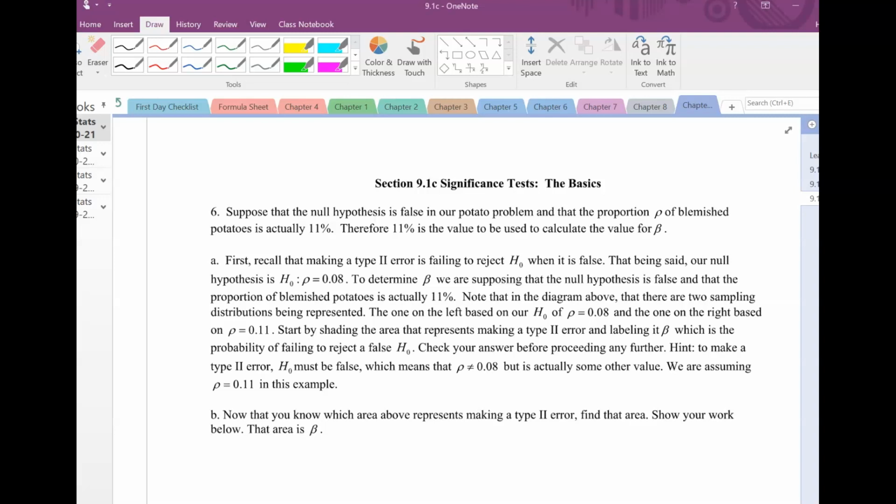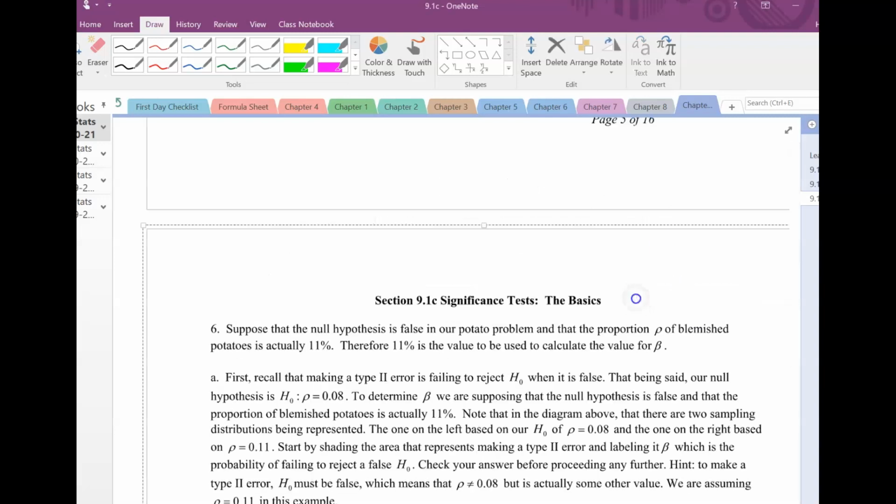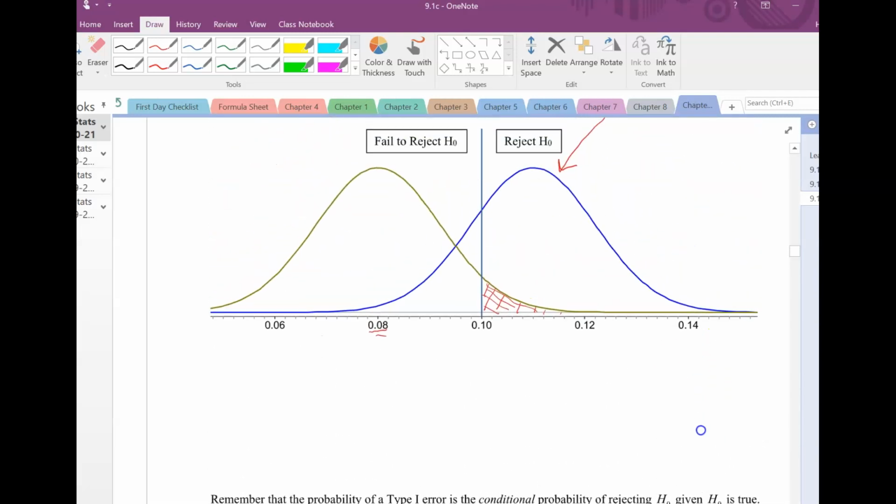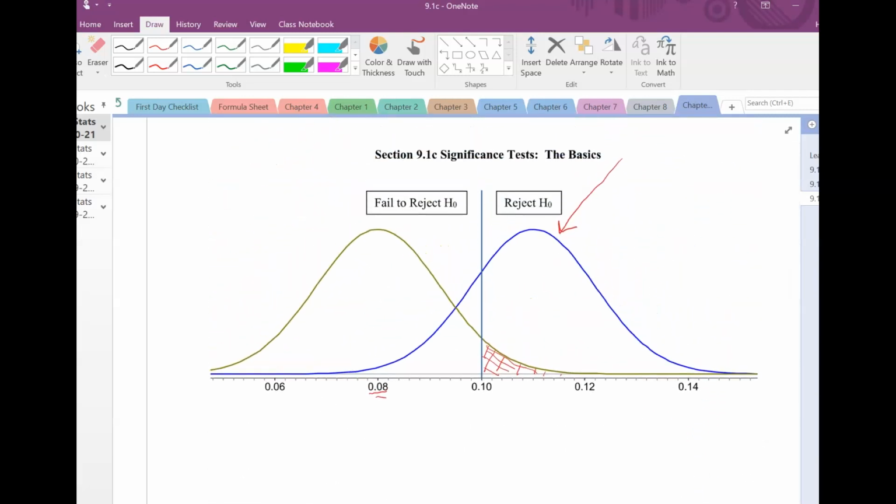So for just a minute, I'm going to go back up here. Let's figure out which area of this I should label with beta as the type 2 error. So remember, again, this is a conditional probability. So this is saying what's the probability of failing to reject the null hypothesis, even though it's true, given that there is actually some other value for the true proportion of blemished potatoes.